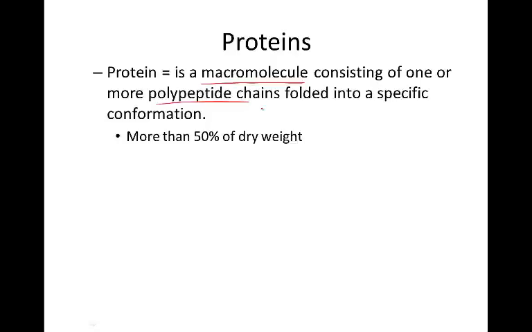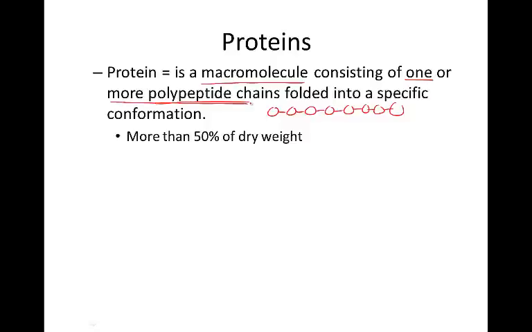What is a polypeptide chain? A polypeptide chain is just a chain of amino acids covalently bonded together. Usually it's at least 100 amino acids long. And it could be one polypeptide chain folded together, and some proteins have more than one polypeptide chain folded together to actually make the functional protein.